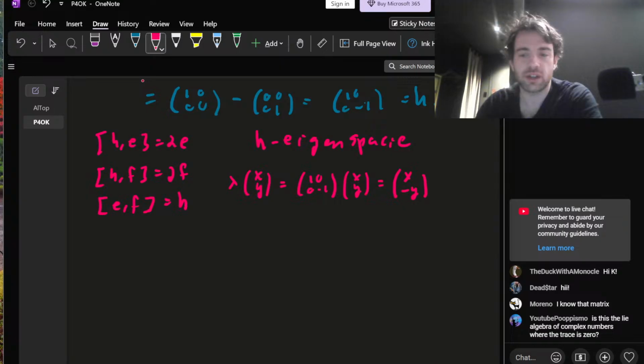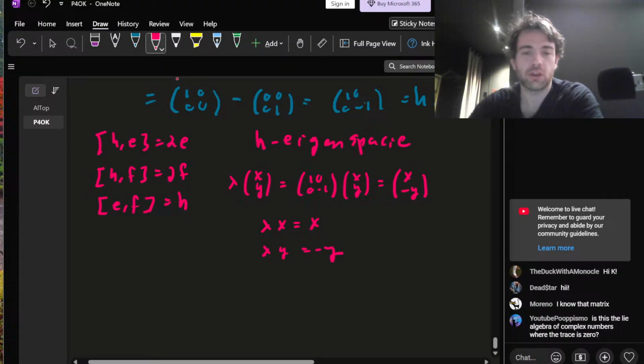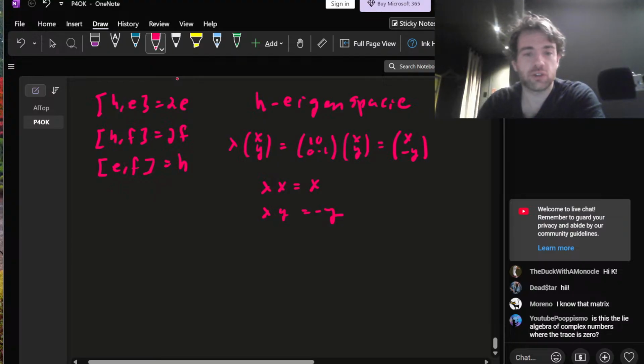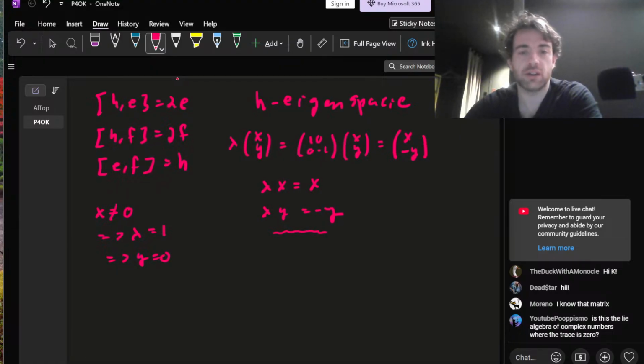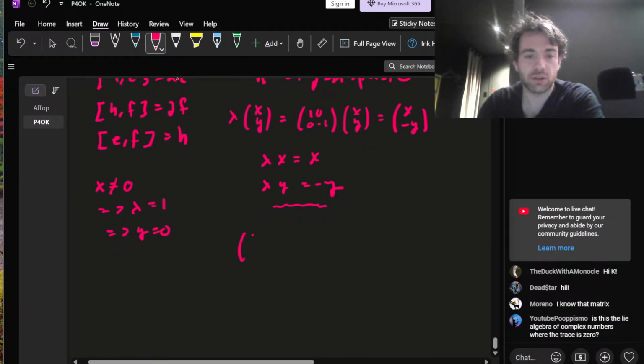But of course we can see that in order for this to be a non-zero eigenvector, well, let's see, there's two possibilities, I suppose. So we have these two equations, lambda x equals x and lambda y equals minus y. So if x were non-zero, then lambda would have to be 1. But we see from this equation that would force y to be equal to 0. So we have an eigenvector with eigenvalue 1 being 1, 0.